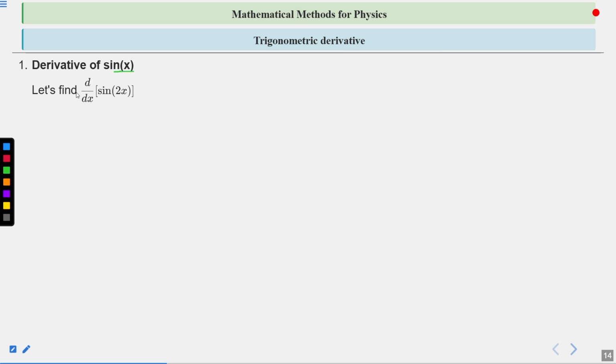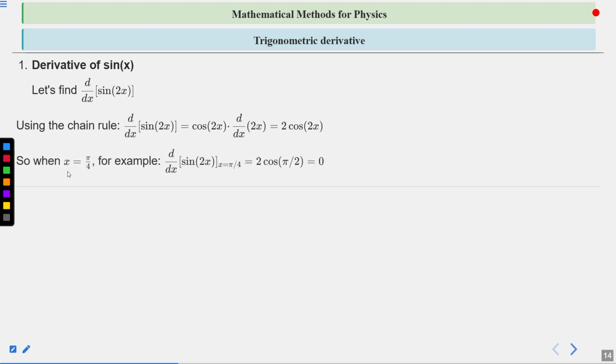Suppose let's find the derivative of sin 2x. Using the chain rule, the derivative of sin 2x is equal to cos 2x times d upon dx of 2x, which is equal to 2 cos 2x. So here first we take the derivative of sin 2x, which is cos 2x, and the derivative of 2x is 2. So the final answer is 2 cos 2x.